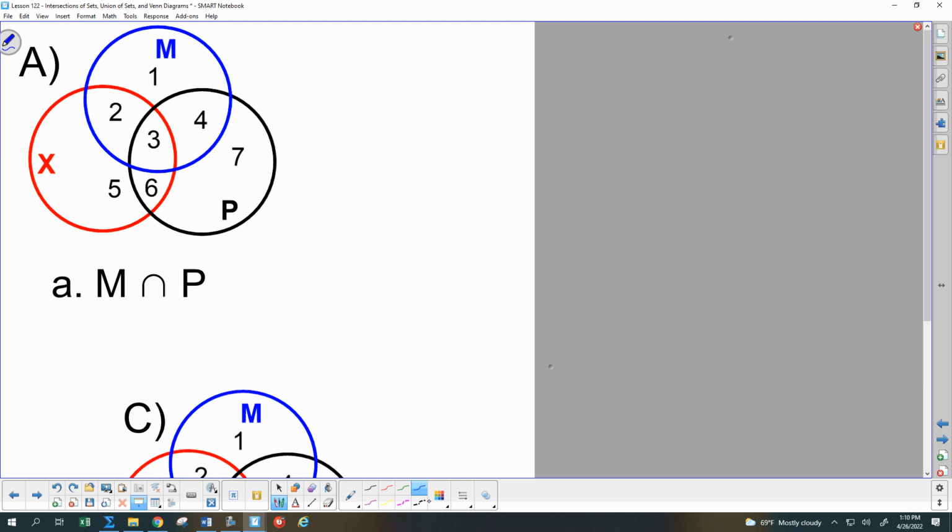M is the blue circle. So let's make a list of all of the numbers that are inside that blue circle. What are the elements of set M? Mateo?